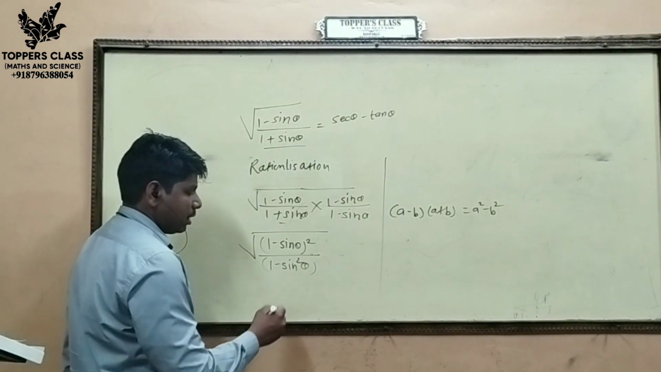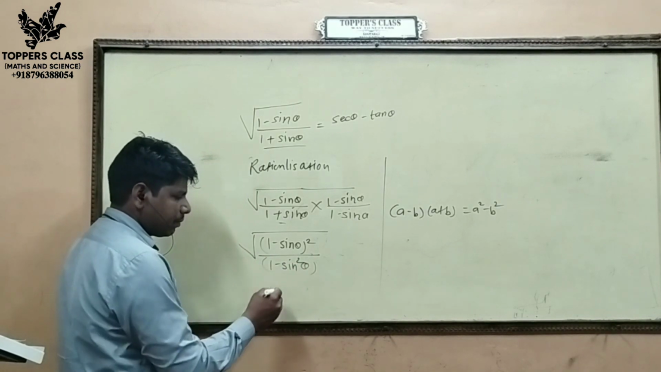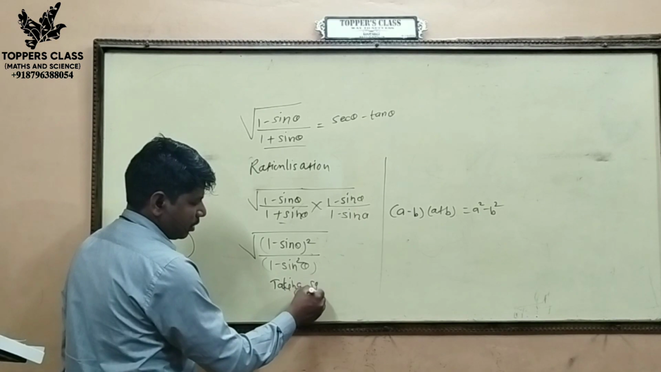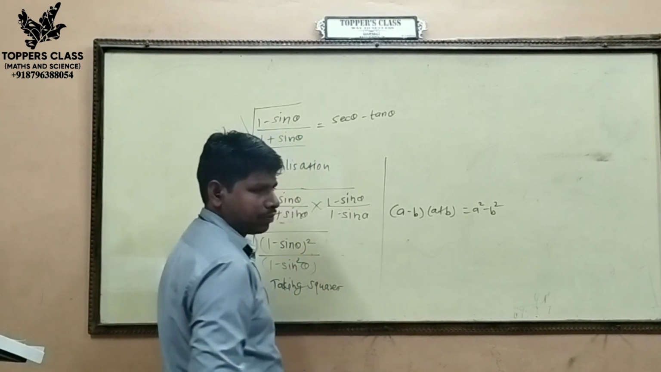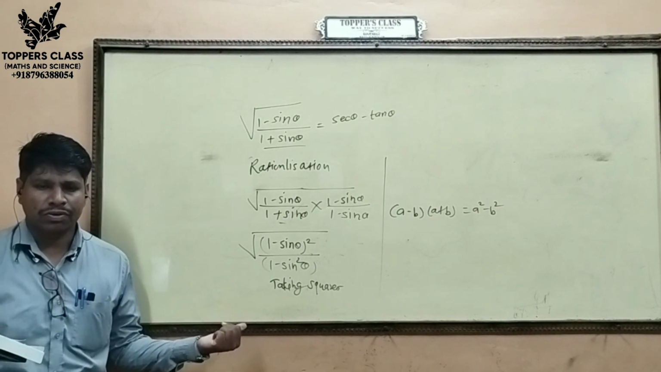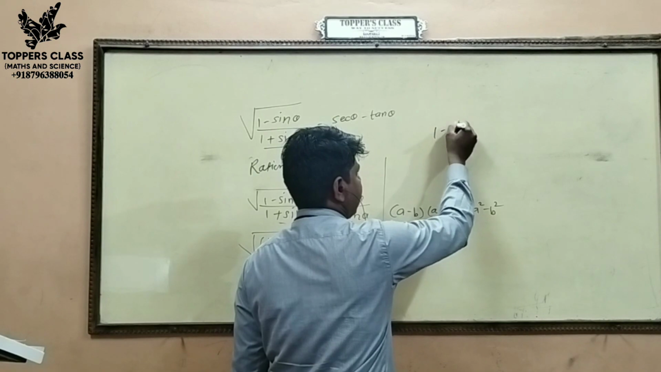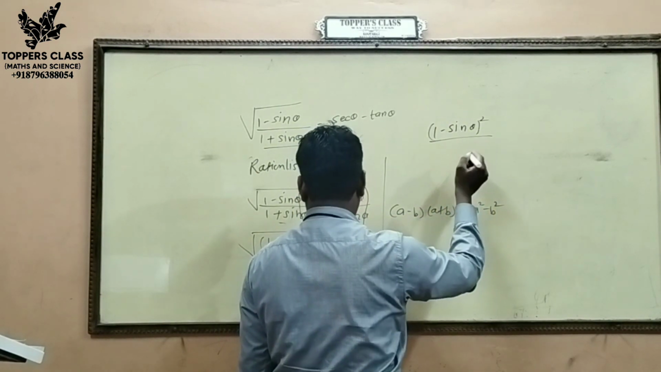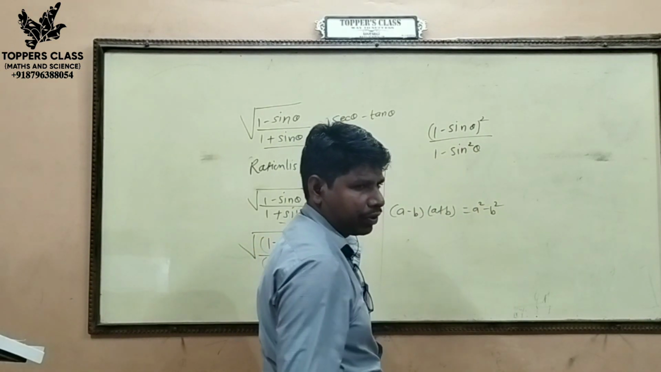What will we take? Square roots of this. Now the squares are there. Or you can write there first taking the squares. Okay, we have taken the squares. So this square root sign will go. While we take the square, the square root sign will go. We will get 1 minus sin theta bracket square upon 1 minus sin square theta.